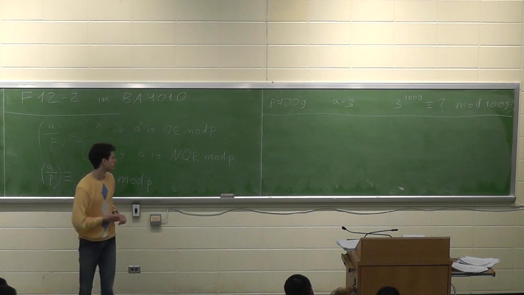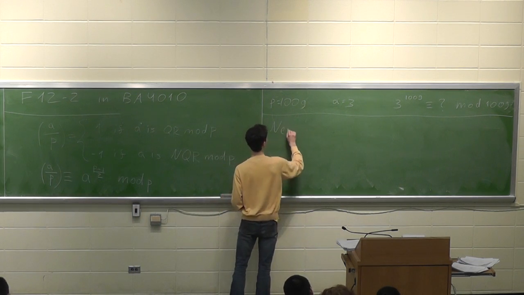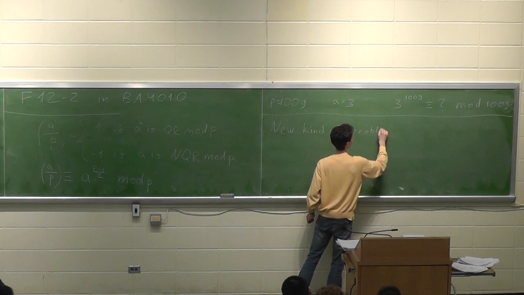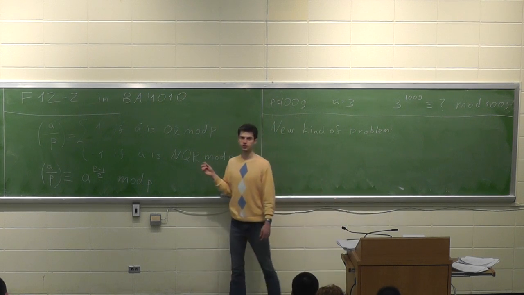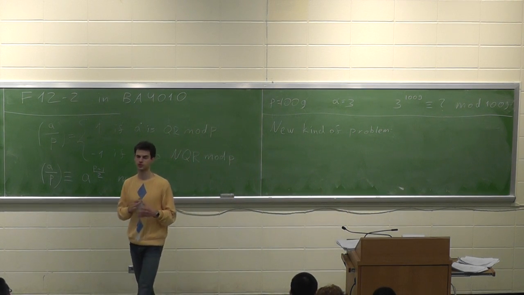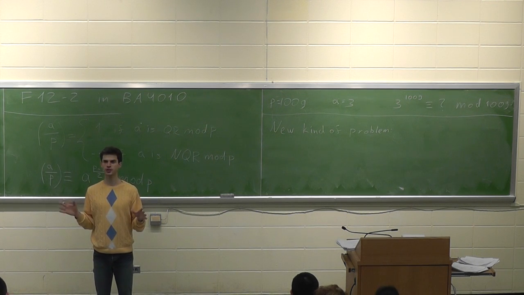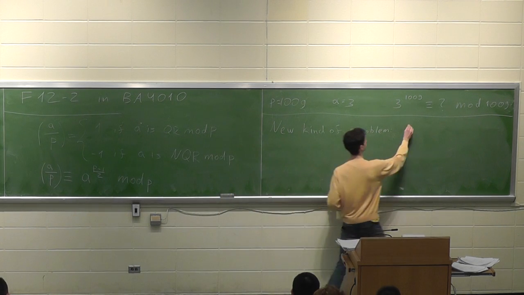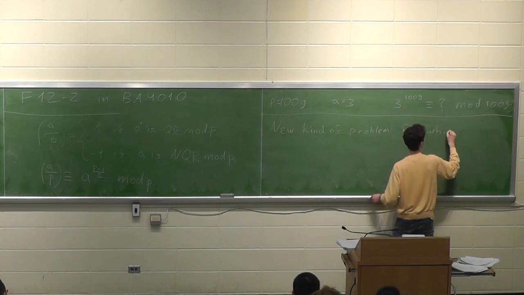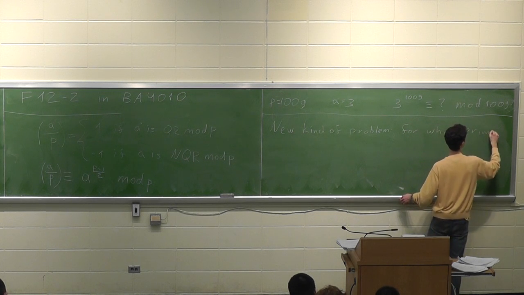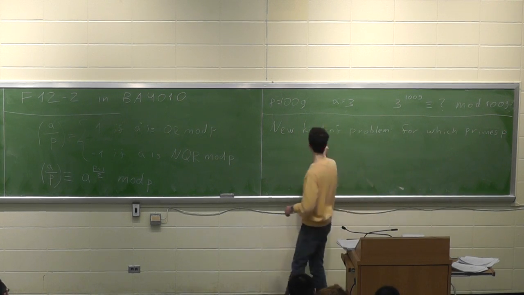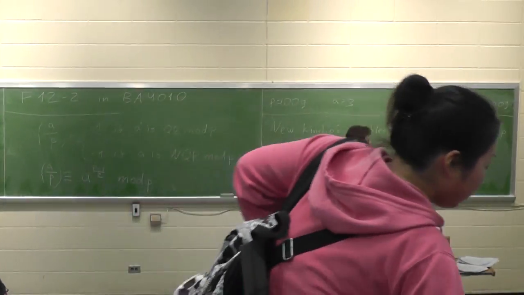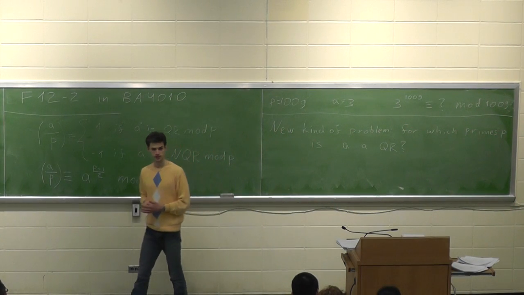But what about such a problem? A new kind of problem. Suppose I want to ask a converse question. I want to know all the primes p for which 2 is a quadratic residue. So for each prime p, for some given number a, the quadratic residue.